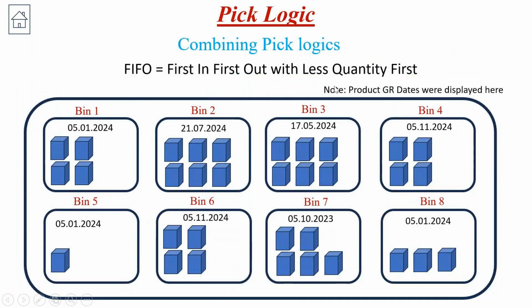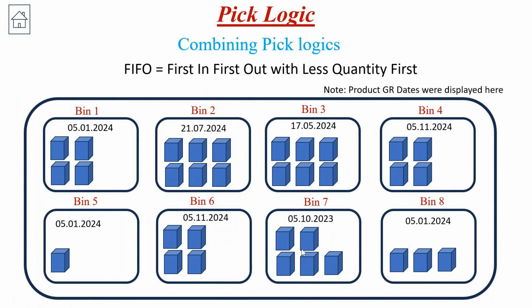Two pick logics. The requirement is first in, first out, and wherever the less quantity is there, that system has to propose. One is first in, first out logic has to be performed. Another thing is the system has to see wherever the less products are there, that system has to issue. Based on your understanding, which product is going to expire soon, and in which bin are the products going to expire soon?